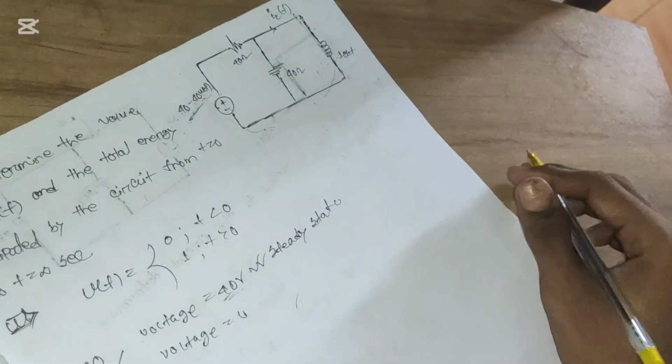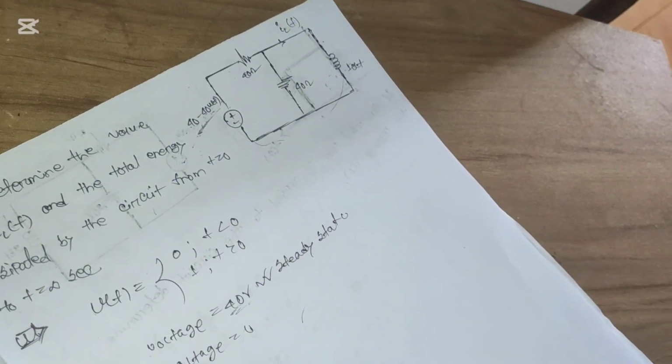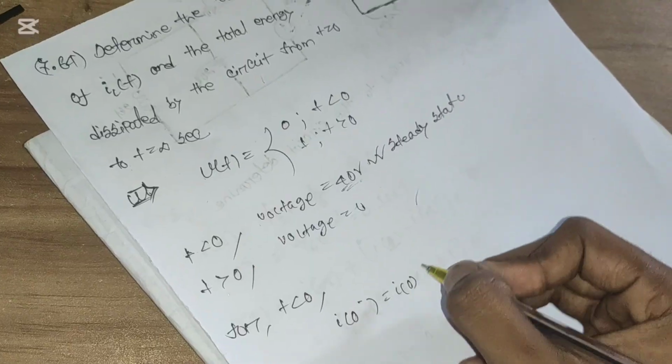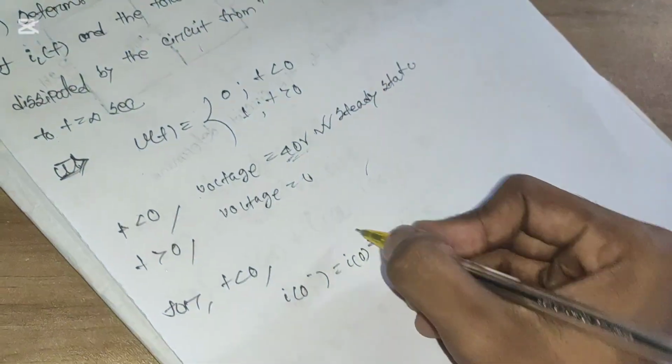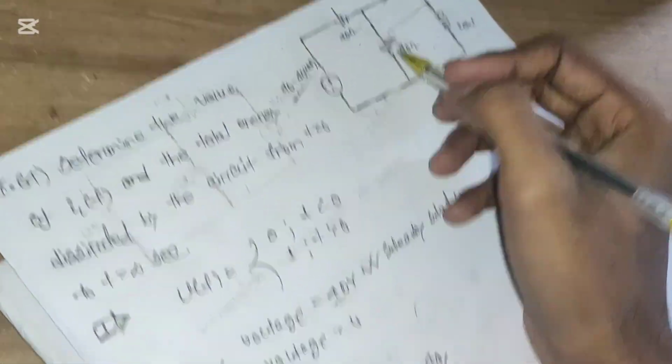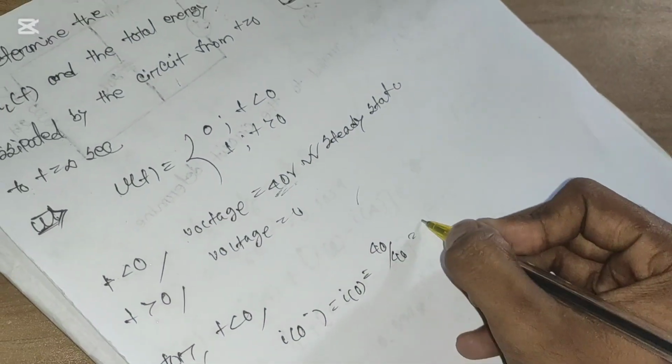So for t less than 0, what will be I0? I0 equals V by R. What is the value of V? 40. What is the value of R equivalent? R equivalent equals 40, because there is no current flowing through this 40 ohm. So 40 by 40 equals 1 ampere.